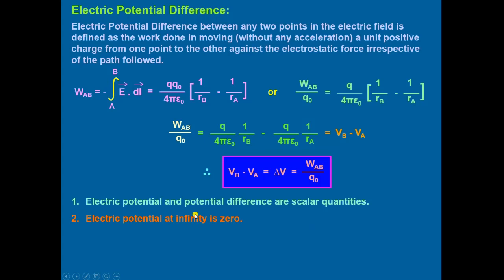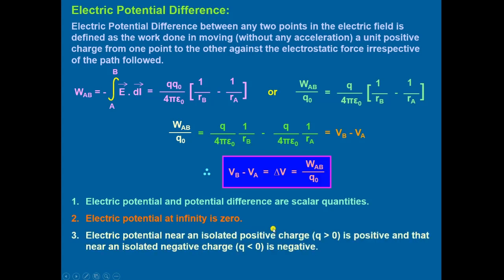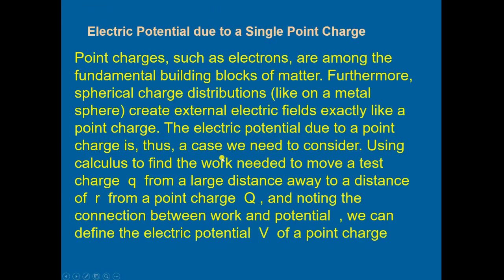तो यहाँ से हमें ये पता चलता है कि electric potential, that is a scalar quantity, electric potential difference, that is also a scalar quantity, and electric potential at infinity will be 0. And electric potential near an isolated positive charge is positive, and that near an isolated negative charge is negative. CGS unit of electric potential is statvolt.